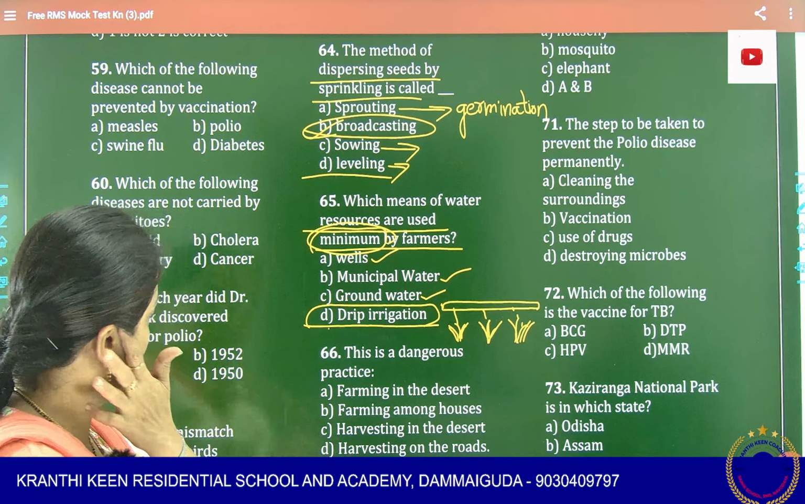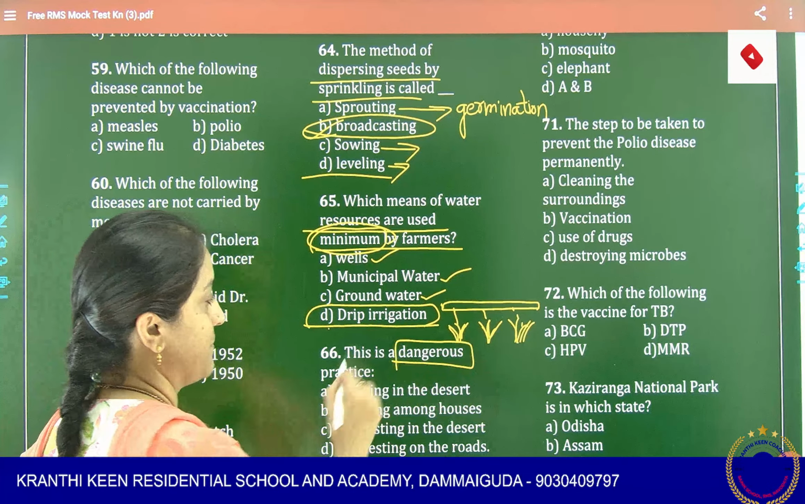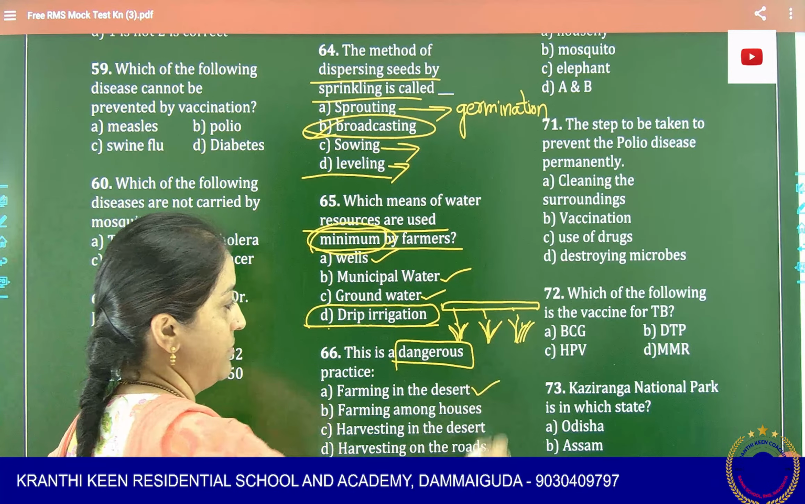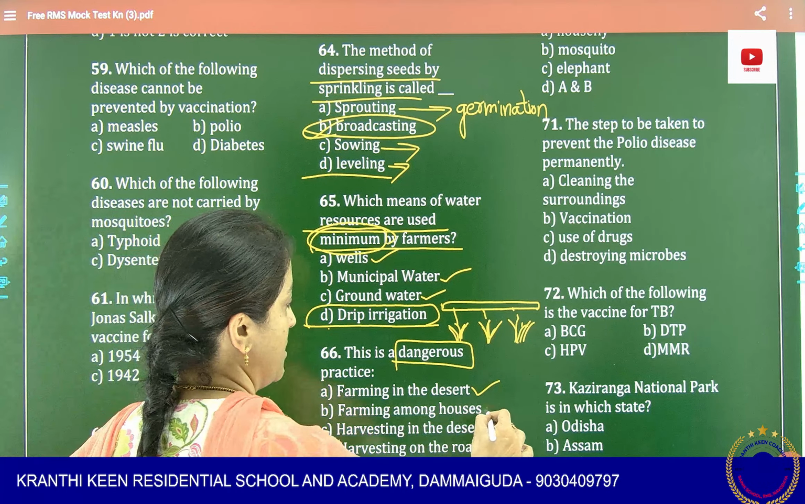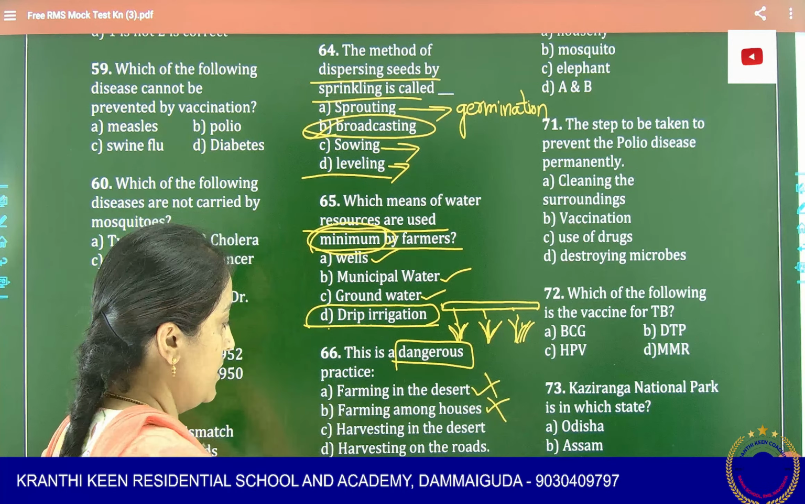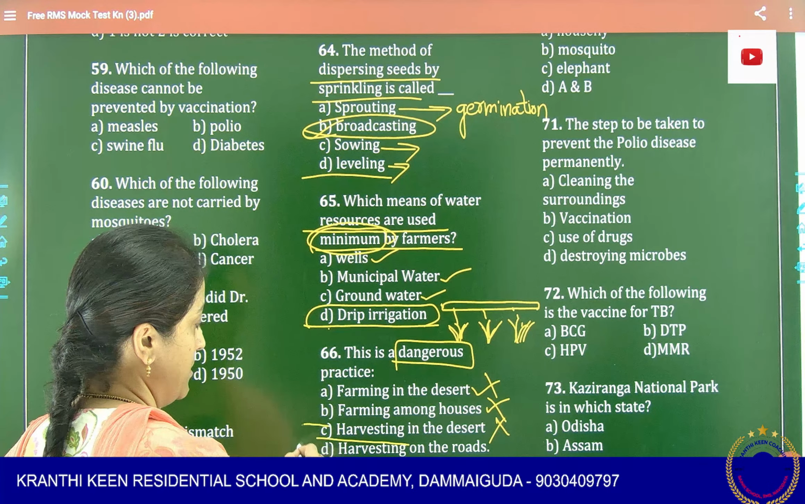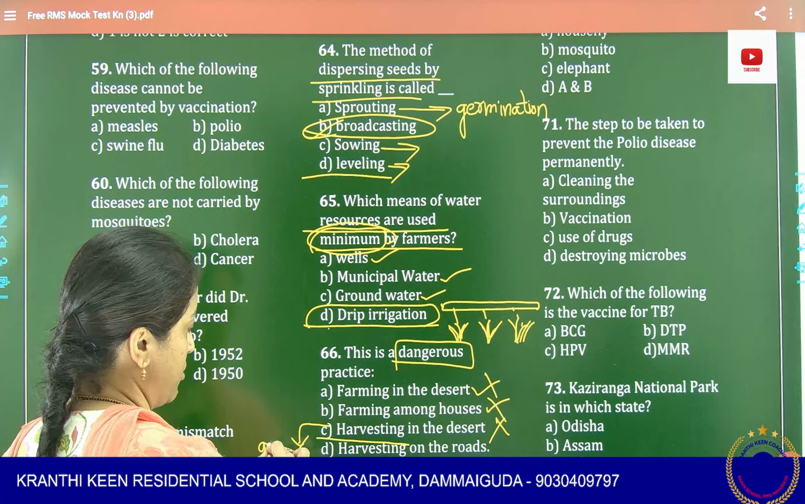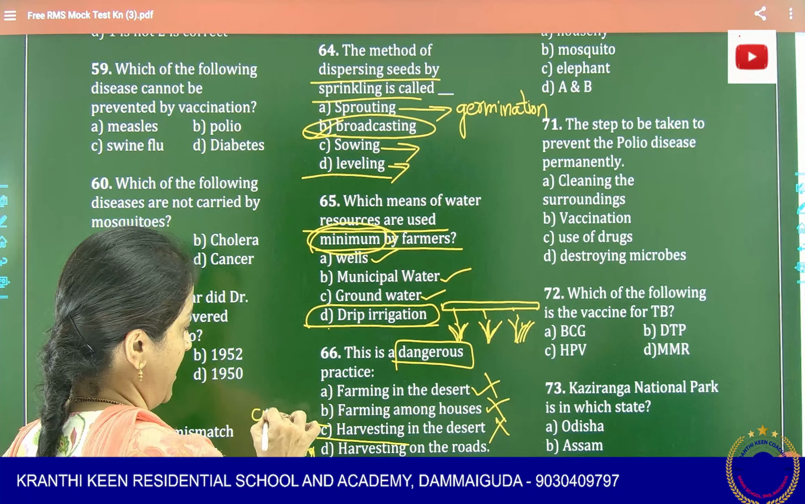Okay. Next, going to the next question. 66th question. This is a dangerous practice. Okay. Farming in the desert. It's not a dangerous one. Farming among houses. No. Harvesting in the desert? No. Harvesting is nothing but gathering the crop, cutting the crop. Okay. Cutting and gathering the crop.